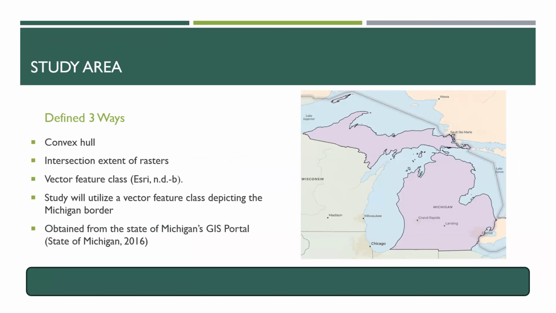Study areas can be defined three ways. The first being the smallest polygon to encompass all of the data points, which is known as the convex hull. The extent of all the rasters intersected, or with a vector feature class. And for this study, a vector feature class depicting the Michigan border will be used and obtained from the state of Michigan's GIS portal. It is depicted here.